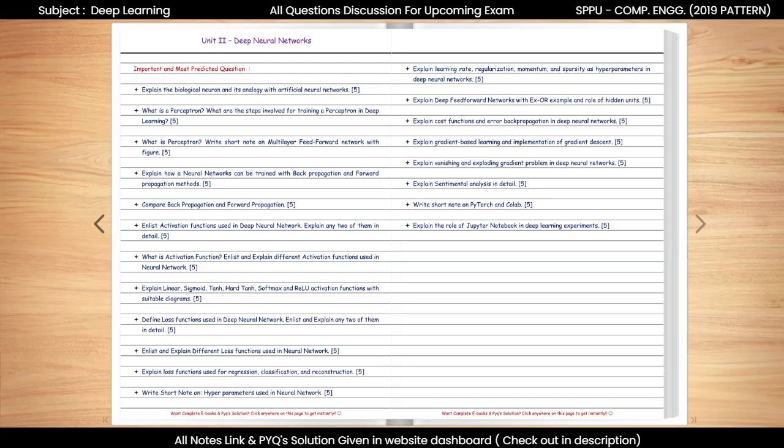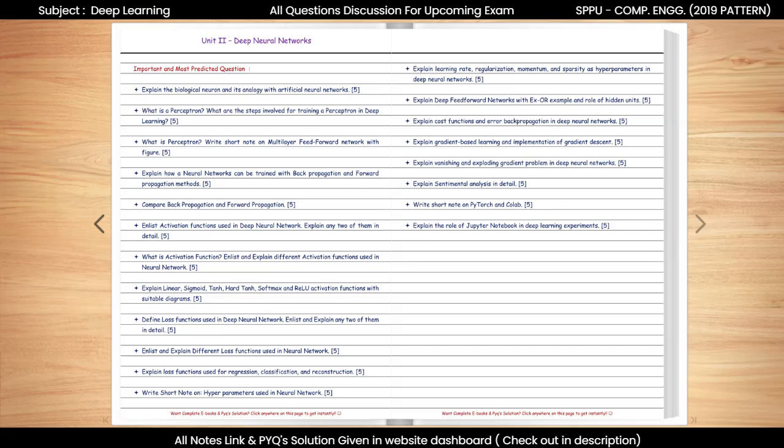A perceptron is the simplest form of an artificial neural network. It takes multiple inputs, multiplies them with weights, adds a bias, and passes the result through an activation function to produce an output. Training a perceptron involves initializing weights, passing input data, calculating output, comparing it with expected output, finding the error, and updating weights to reduce this error. This process repeats until the perceptron learns correctly.